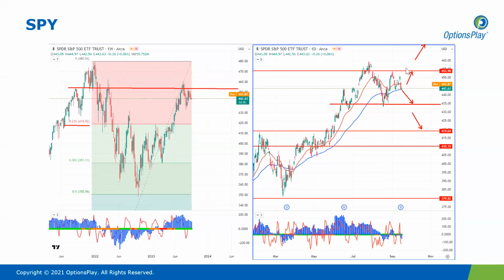And to the upside, I'm looking at around 455 to 460. And of course, the longer term target of 480 major resistance. And of course, the all-time high level as well.